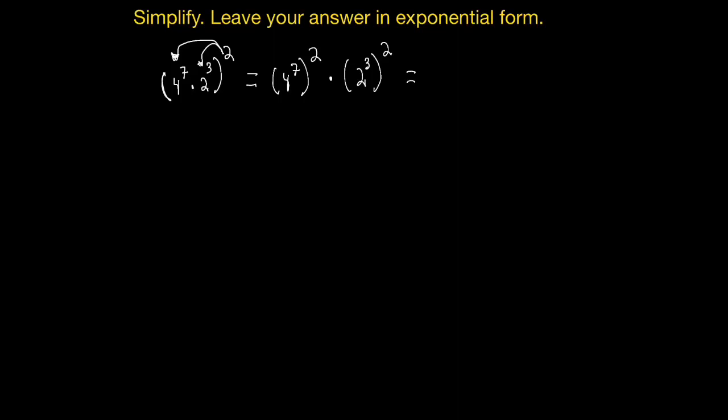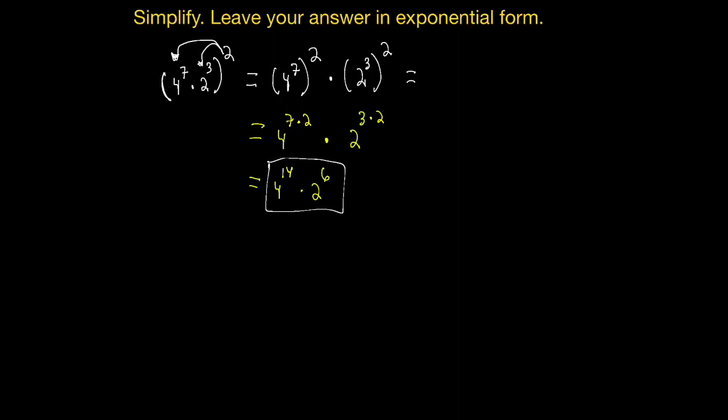And now we can apply the power rule to each part here. Let's begin with this one here. So here we get 4 to the power of 7 times 2, getting multiplied by 2 to the power of 3 times 2. So we get a grand total of 4 to the 14th times 2 to the 6th. And that would be the final simplification here in exponential form.